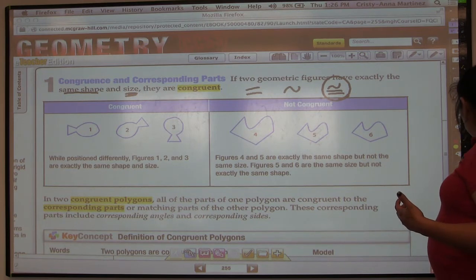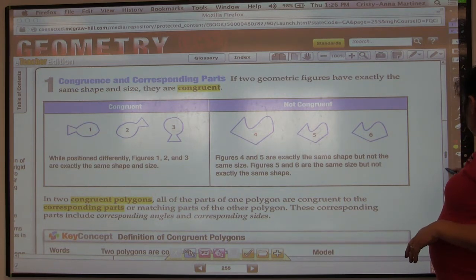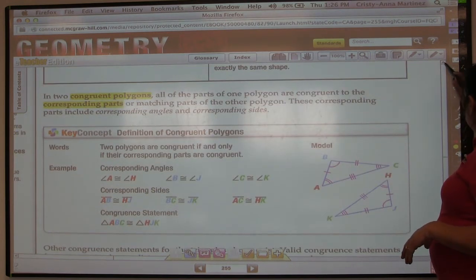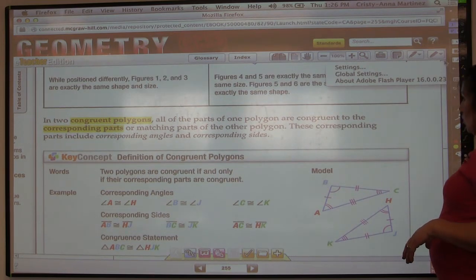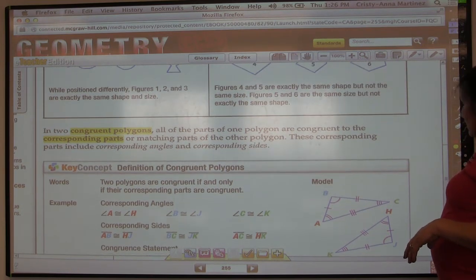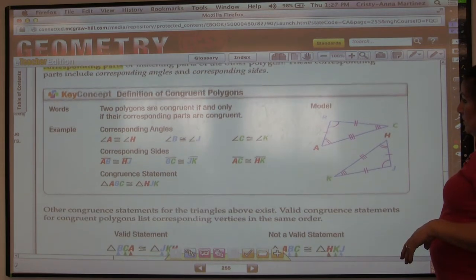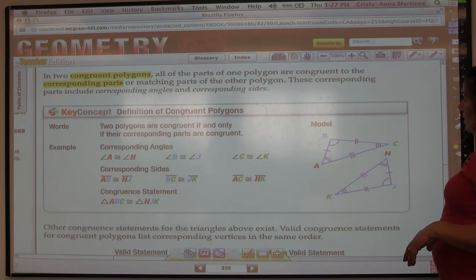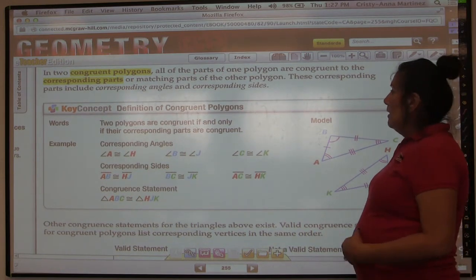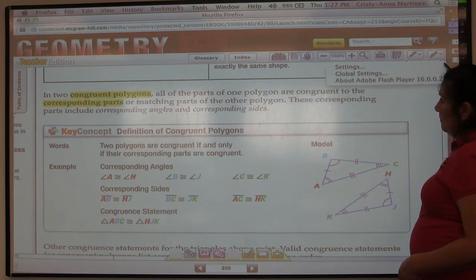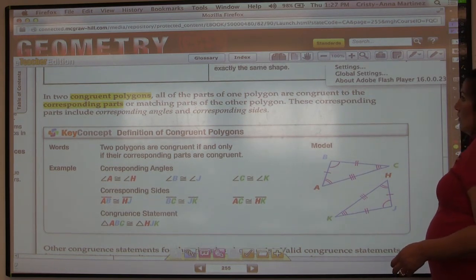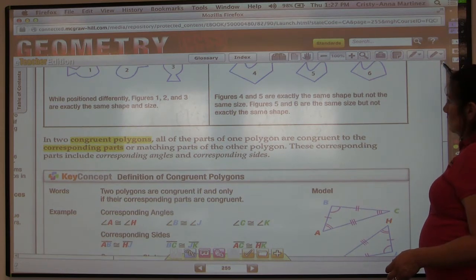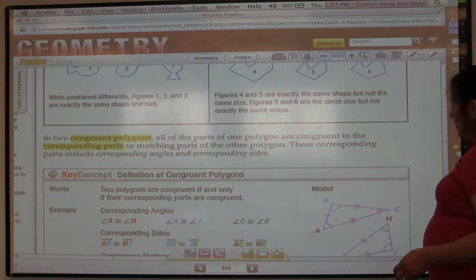We also want to scroll down here a little bit. Having some issues with my board here. So once you've copied down that portion, we also want you to write down this portion down here. We're going to talk about congruent polygons. It says, we talked about congruent and non-congruent and what that means. But right here we have in bold, if I can get this positioned correctly.